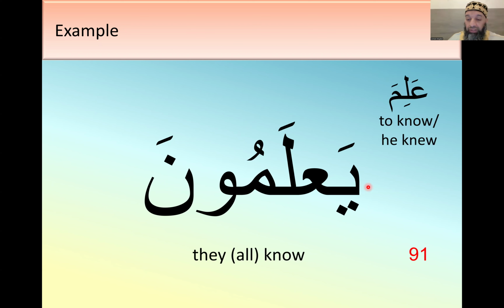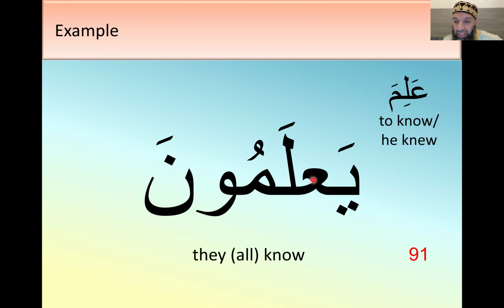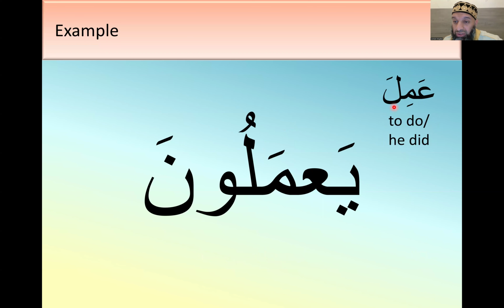Okay, now look at this one. Look, يعلمون. علم means ilm, something to do with knowing. Look at the next one. عمل means to do. You see? Look again. Reverse. علم means to know, and عمل means to do.